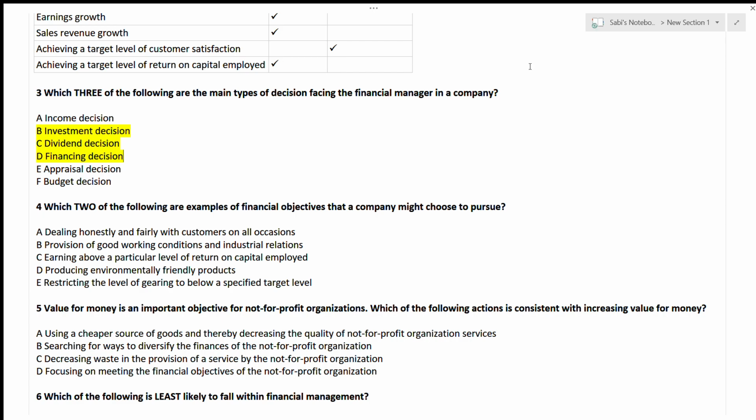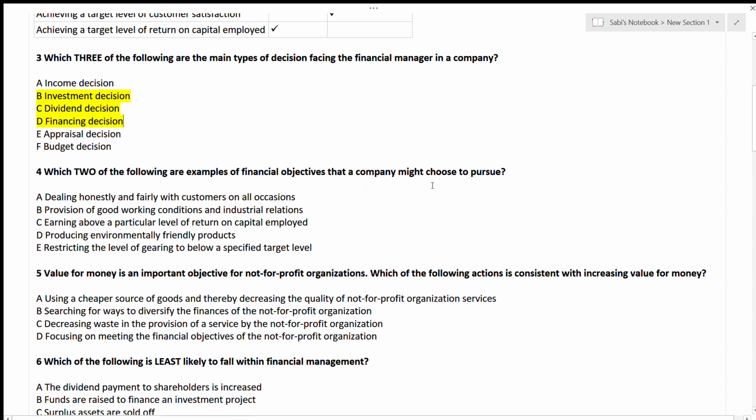Now let's go to the 4th one. Which 2 of the following are examples of financial objective that a company might choose to pursue? They're asking for 2. So the important thing here is it's 2, and financial objectives, right?